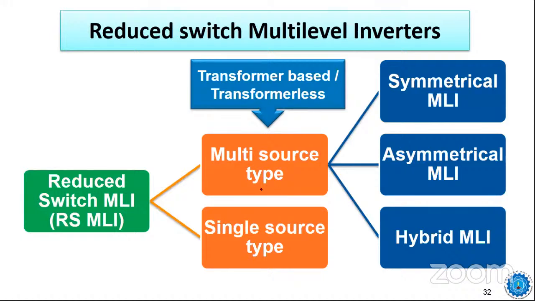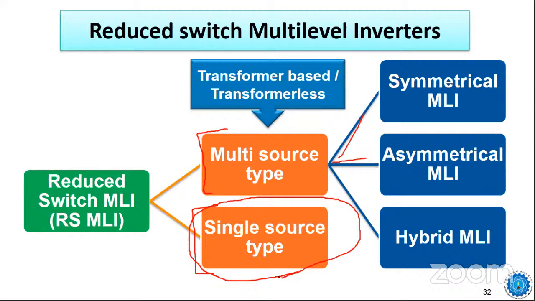As I was telling you till now, we can divide into multi-source type and single source type inverters. With the multi-source type, the advantage is that you can operate it in symmetrical and asymmetrical modes, but the disadvantage is that you need multiple sources, multiple PV panels, and multiple converters that also need to be controlled. But the single source type is the most advantageous type in my point of view, because you do not need multiple sources to control. Only one PV panel can be connected and you can get the required output.